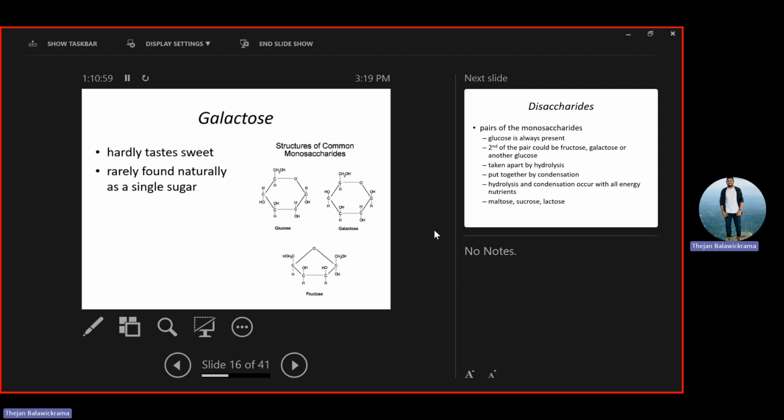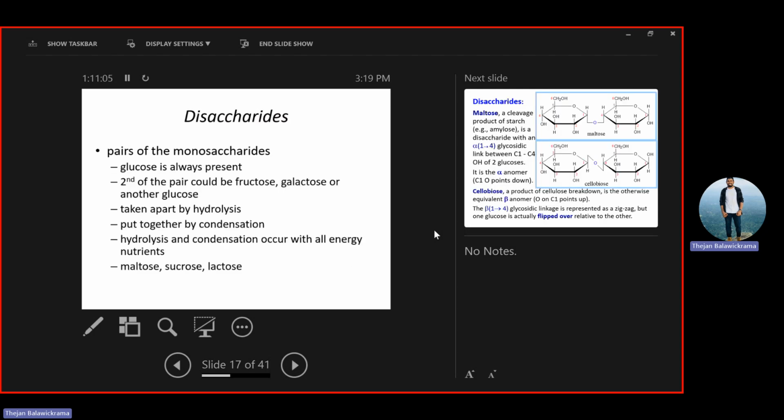Let's come to disaccharides. You must be familiar with certain disaccharides. A disaccharide is always formed from the reaction between two monosaccharide molecules: glucose and glucose, glucose and fructose, glucose and galactose.